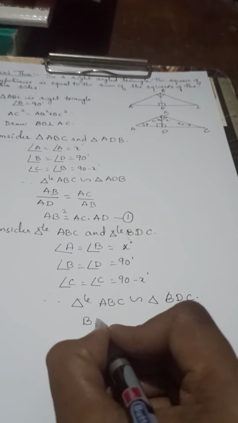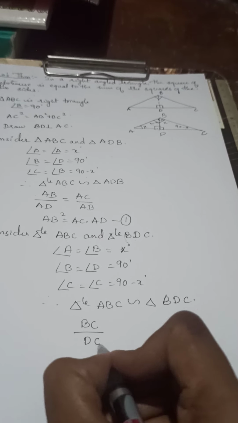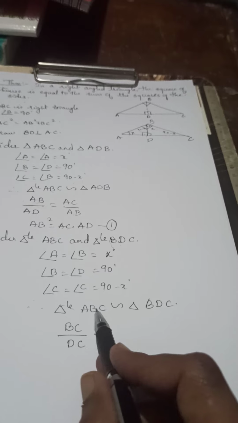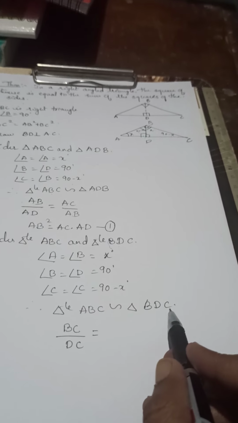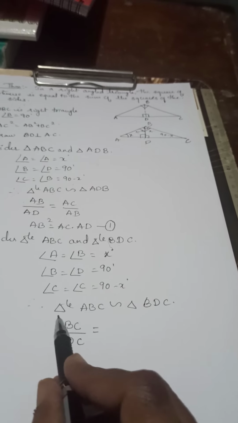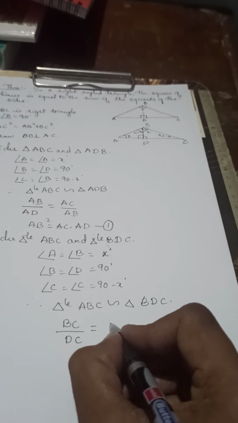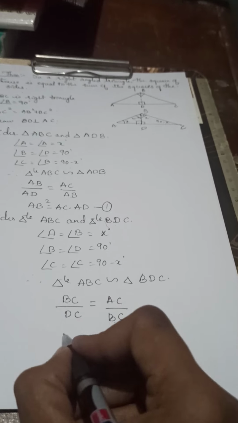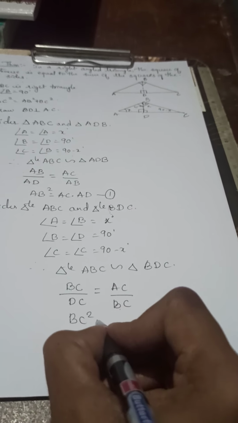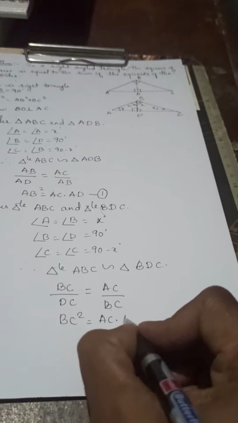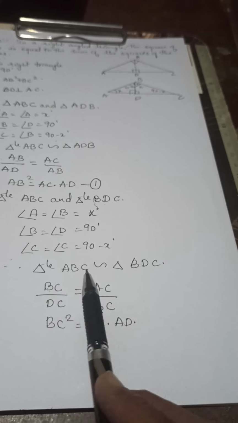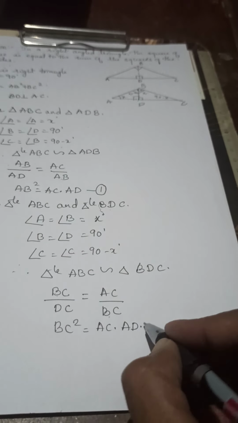That is BC upon DC is equal to... 2 and 3. We took here also 2 and 3. Now we will take 1 and 3. AC upon BC. Again cross multiply. BC square is equal to AC into AD. See here we took 1 and 2, 1 and 3. Here we are taking 2 and 3, 1 and 3. Remember the numbers. For that it will be easy for you.